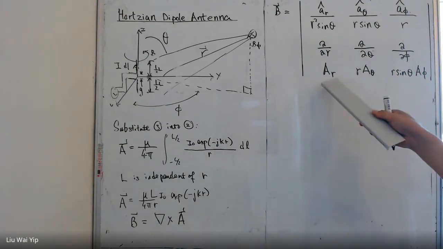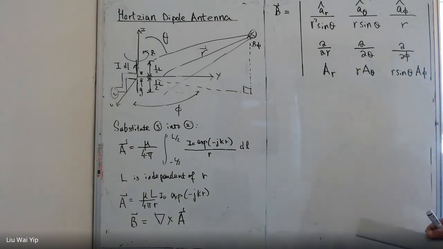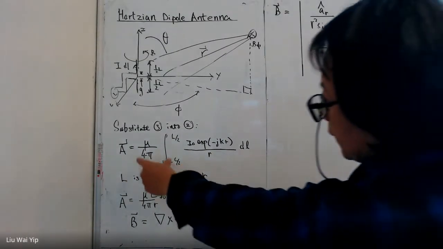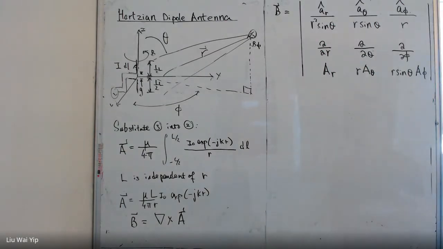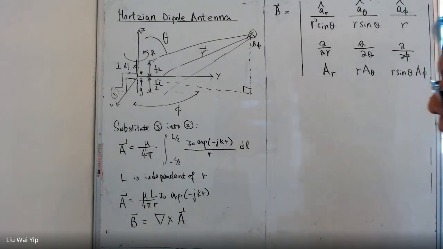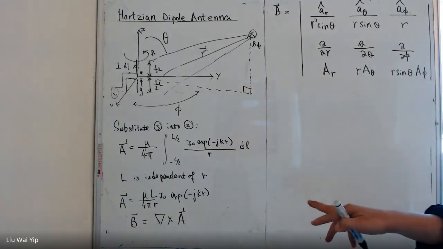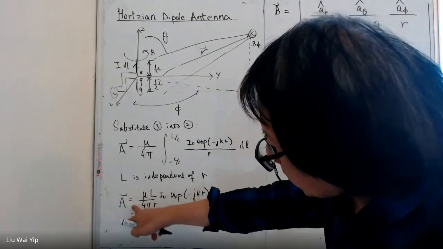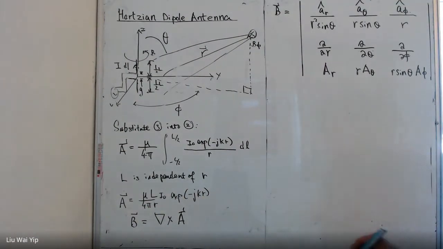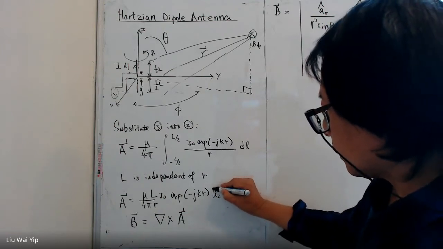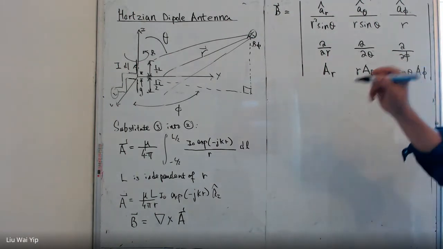And AR here is the R component of the A vector. A beta is the beta component of the A vector. And A phi is obviously this component. Anyway, let's continue. And before going forward, we need to know that the magnetic vector potential A is equal to AZ. And what is AZ?